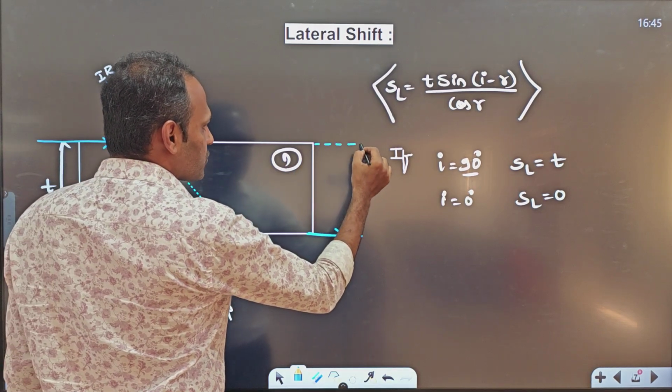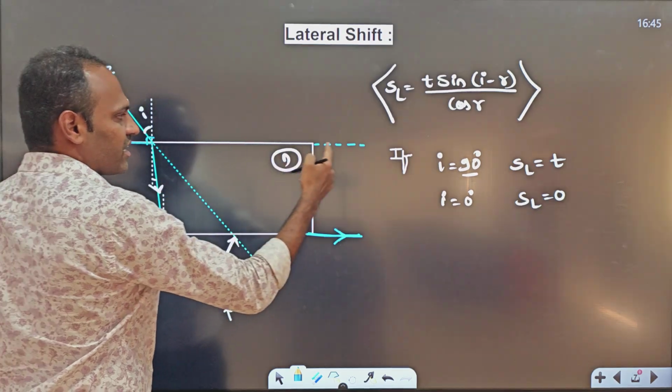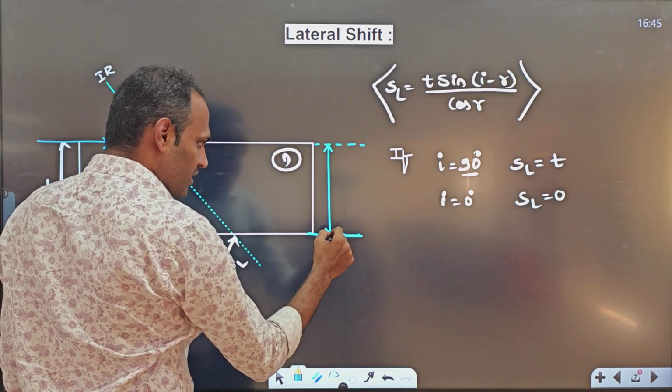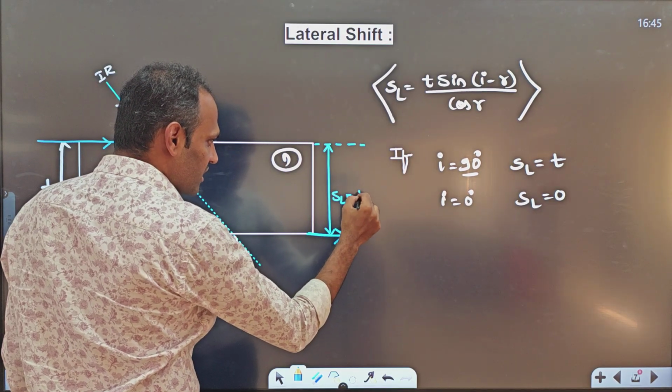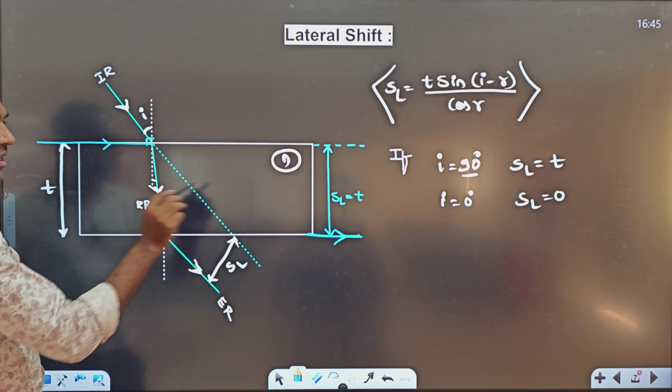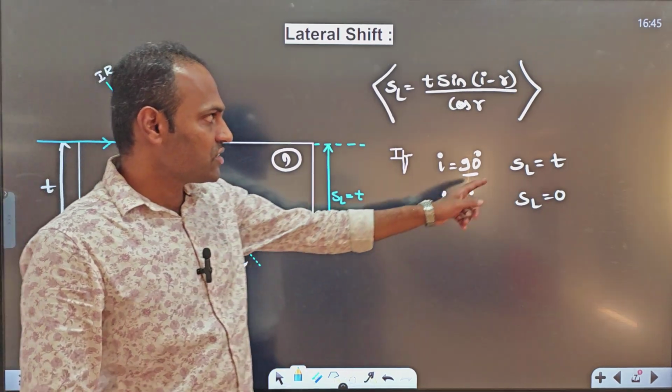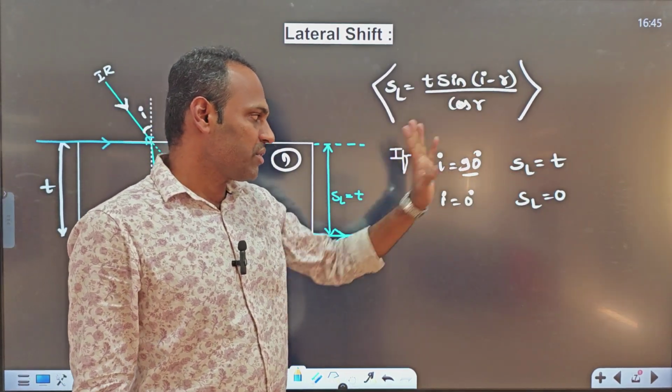This was the original direction of the light ray. So how much is the lateral shift in this case? It is equal to the thickness of the glass slab. So lateral shift is equal to T. If you calculate it mathematically, you get the same.